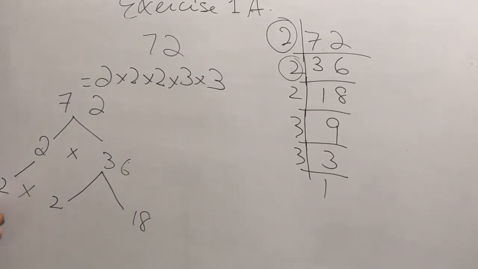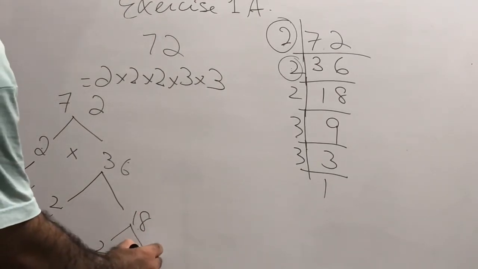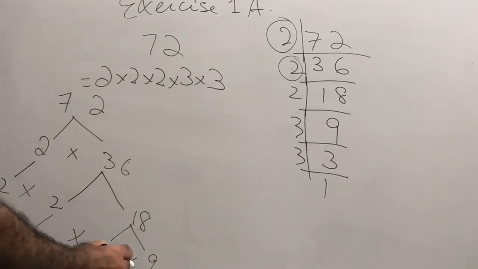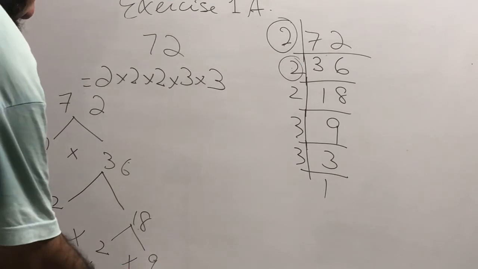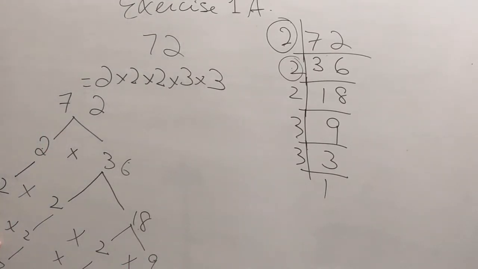Then again 18 will come like this. We divide it with 2. We got the result 9. This 9 will be 3 into 3. So this is the index notation.